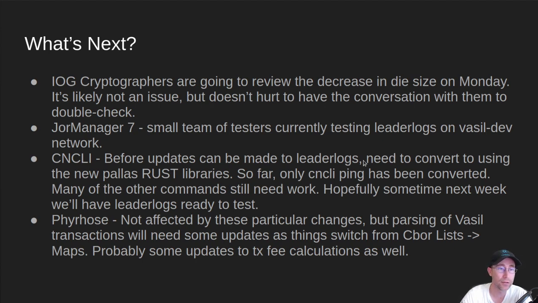He's put out a new library called Pallas. There's a whole bunch of contributors, a lot of people from the ITN days, a lot of people from DC Spark contributing to this Pallas library. So it's kind of what we want to standardize on for all of our Rust tooling. And so I'm going to be porting CNCLI over to use these Pallas libraries. So far, I've only converted the CNCLI ping command. Hopefully, a lot of the other commands will be converted, and leader logs, hopefully later this coming week.